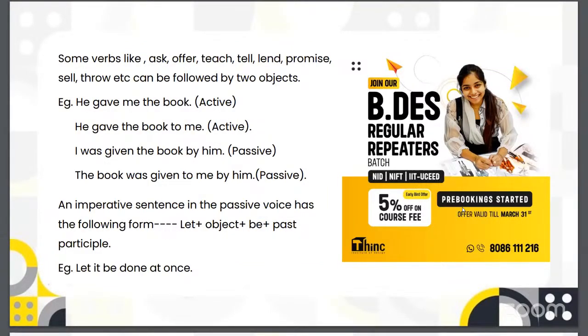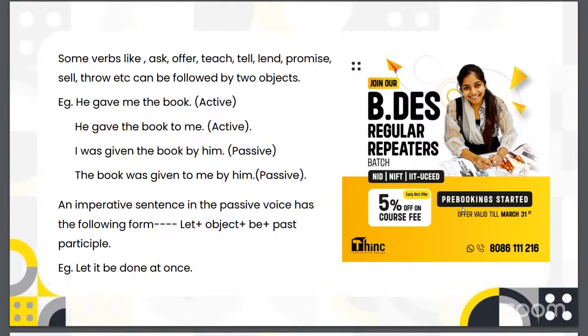So there are some verbs like ask, offer, teach, tell, lend, promise, sell, throw, give, etc. All these are some of the verbs which are followed by two objects. And I have given you an example with the verb give, which can take two objects. He gave me the book is an active voice sentence. And there are two objects in the sentence. One is me and the other is book.